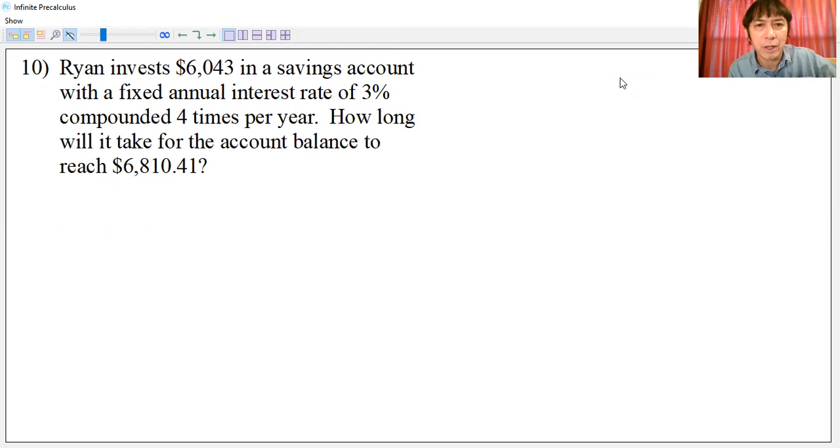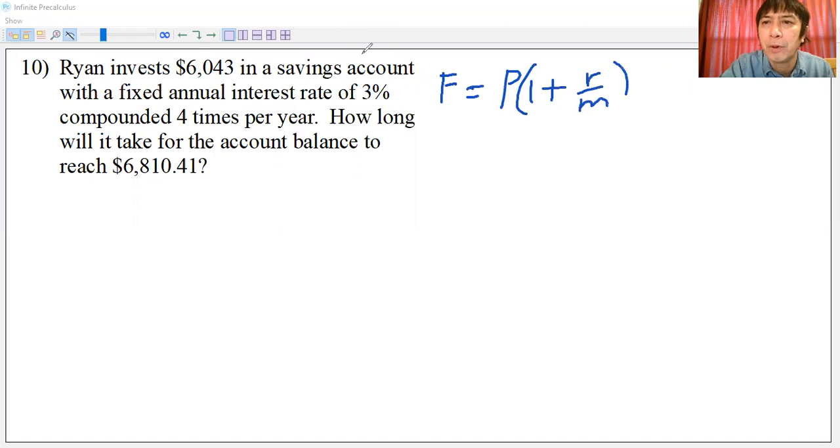How long will it take for the account balance to reach $6,810.41? This is not continuous compounding. We have it compounded 4 times per year, and we're looking for time here. Now we're going to derive the formula first. So F is equal to P times 1 plus R over M raised to the product of M and T. We're after the time here.